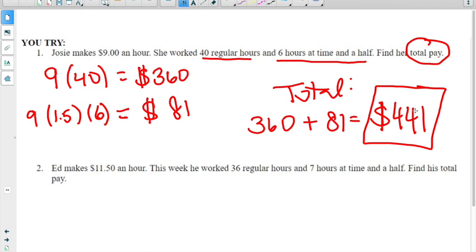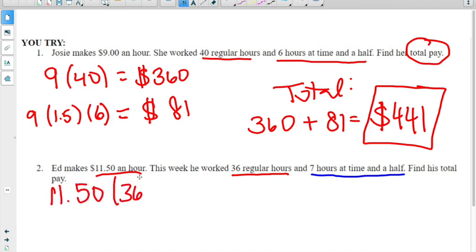Example 2, Ed makes $11.50 an hour. This week, he worked 36 regular hours. I'm going to change colors when I underline for time and a half. If you're struggling with this concept, try to color code, okay? 7 hours at time and a half. Find his total pay. So straight time pay is going to be in red, $11.50 times the regular hours equals $414.